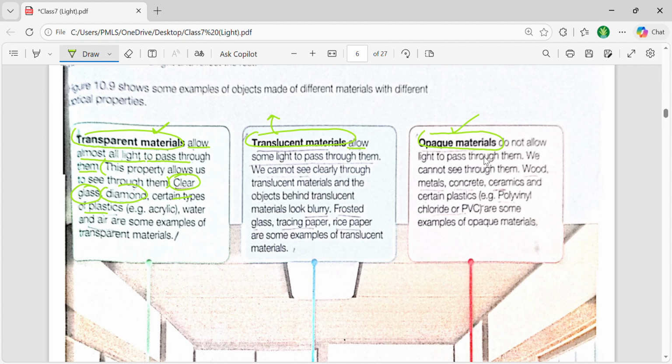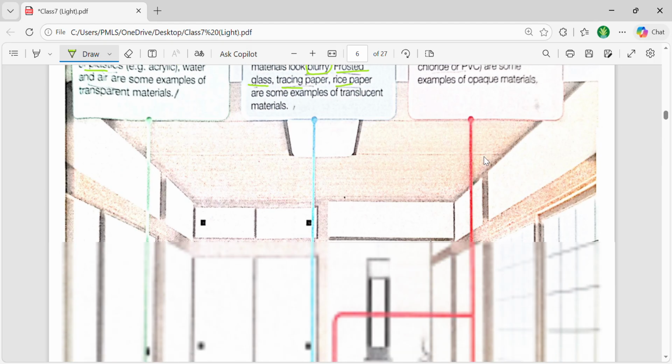For translucent, as they have mentioned, it's a material from which some light can pass through, but not all of the light. So it's not that clear. It usually looks blurry, and for that we usually use frosted glass when we want to look through but don't want a clear view. Some tracing paper and rice paper are also examples of translucent material. Opaque materials are those that do not allow light to pass through them, and obviously we can't see through them at all. You can see concrete, ceramic, and most plastics as examples of those.